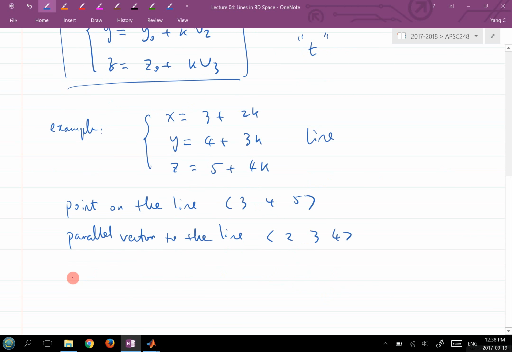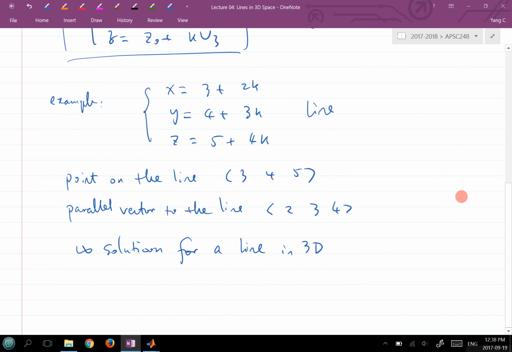There are infinite solutions for a line in 3D. So don't be surprised if you see two descriptions that actually look different, but properly describe the same straight line in 3D space. That's just something you have to be aware of.